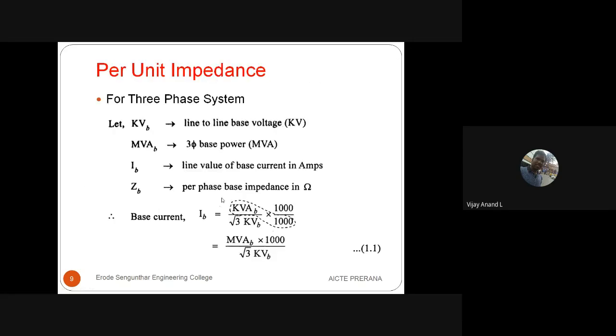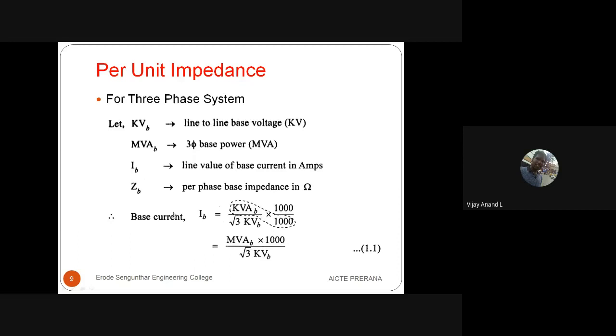Next, we will see the per unit impedance for a three-phase system. For the three-phase system, we are going to see some of the notation. That is, KVB is equal to line-to-line base voltage. Here we have to think about the three-phase system. Till now we have seen the single-phase system. So in the three-phase system, KVB is equal to line-to-line base voltage. MVAB is equal to three-phase base power in MVA. IB is equal to line value of base current in ampere, and ZB is equal to per phase base impedance in ohm.